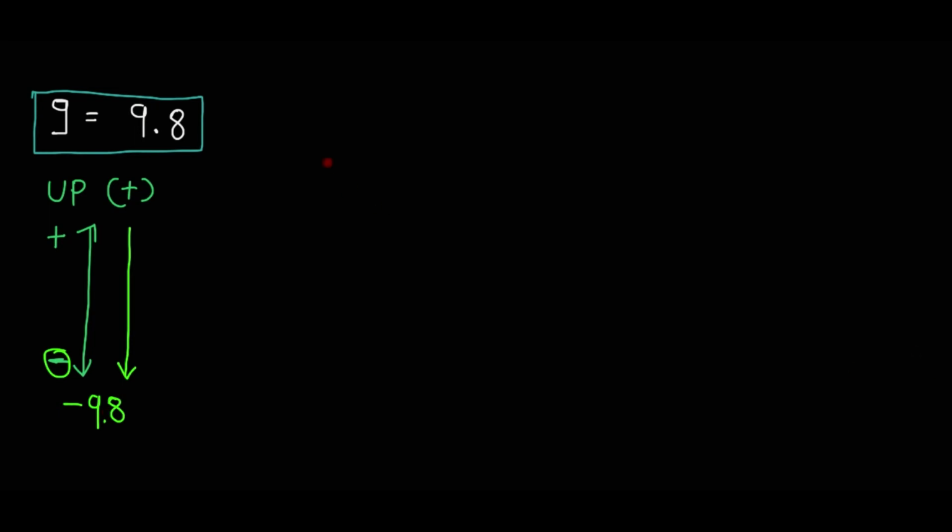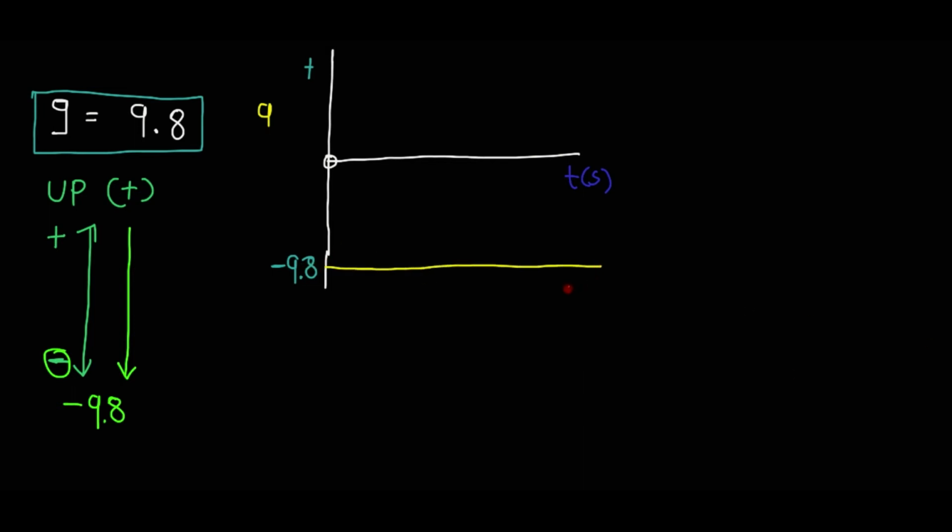Then how do we draw the acceleration time graph? Something like this, and remember on the y-axis is the acceleration in meters per second squared, and on your x-axis is the time in seconds. And upwards is positive, this means your downwards is negative, and because your acceleration is negative, this means we draw it at negative 9.8, and then you have your acceleration time graph.